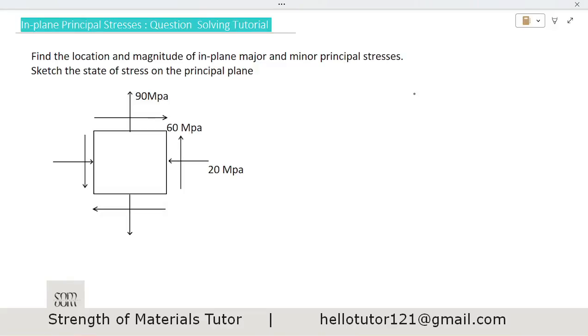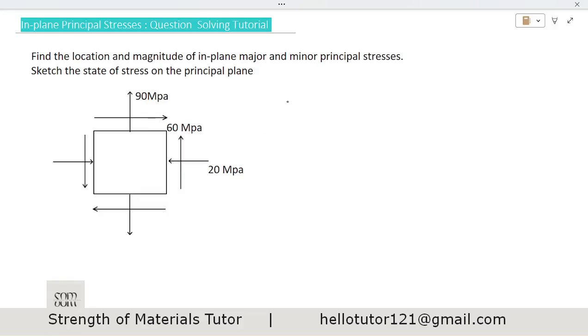Hello. So in this class we are going to solve a problem on principal stresses. The problem is on your screen: find the location and magnitude of in-plane major and minor principal stresses, and also sketch the state of stress on the principal plane. So we have to find the location of the plane. Basically we have to find the location of the principal plane first.